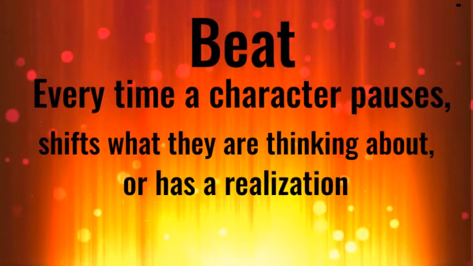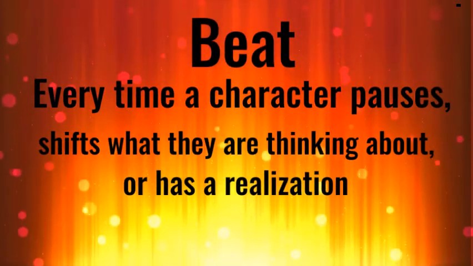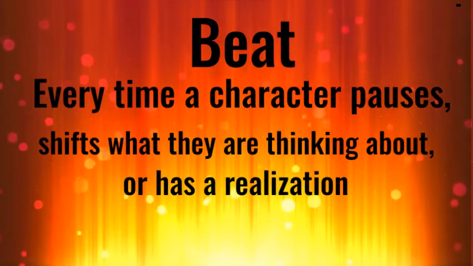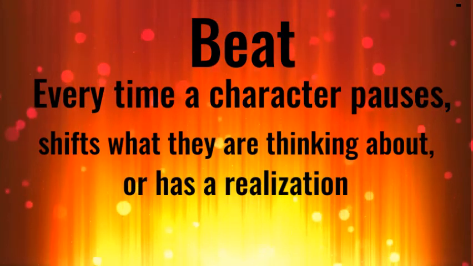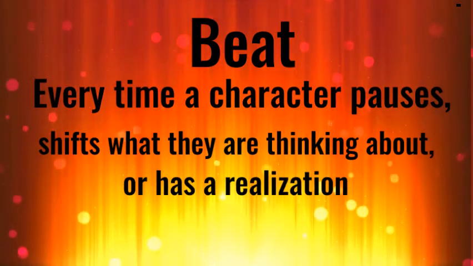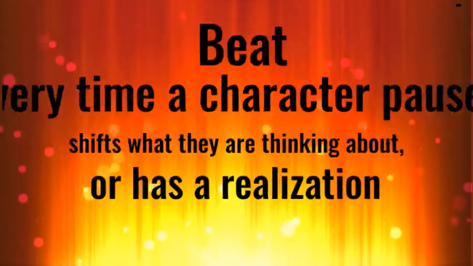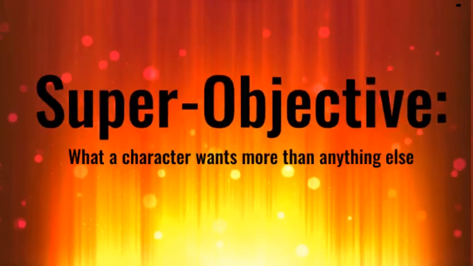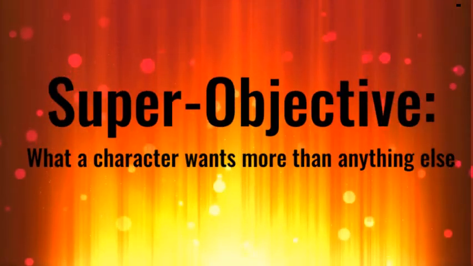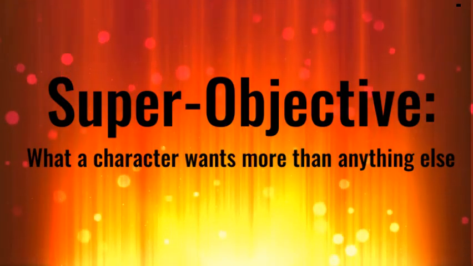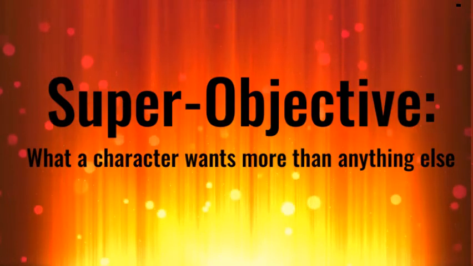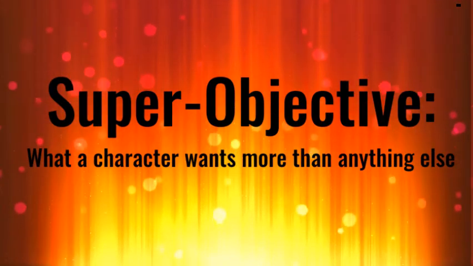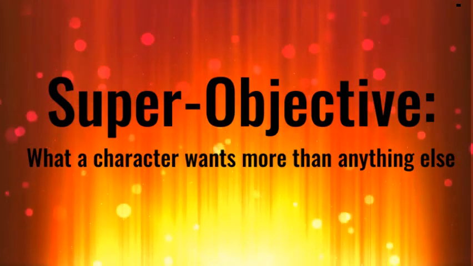Every time a character pauses, when they shift what they're thinking about or have a realization, that's called a beat. So every so often there will be a time when you're just talking and, oh my goodness, I just realized. That's a beat. A super objective is what a character wants more than anything else. So we were talking earlier when we were figuring out characters and creating our own characters. We were talking about what a character wants in this scene. That would be more of an objective than a super objective.